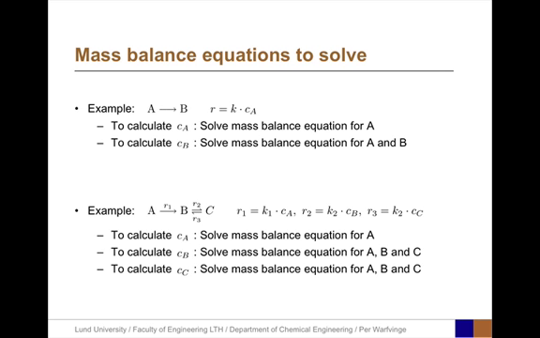To calculate the concentration of A, one must solve the mass balance equation for A, but we do not need to solve the mass balances for B and C. In order to calculate the concentration of B, one must solve the mass balance equation for A, B, and C, because B is linked to A via reaction 1, and B is also linked to C via reaction R3. In order to calculate the concentration of C, one must solve the mass balances for A, B, and C.